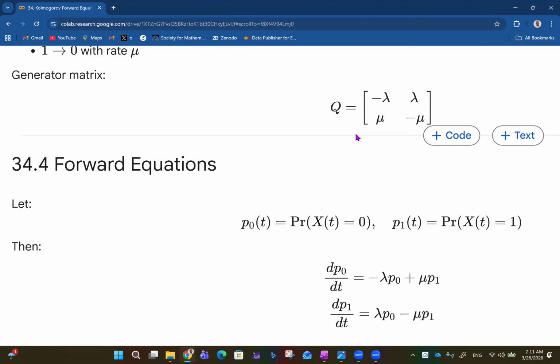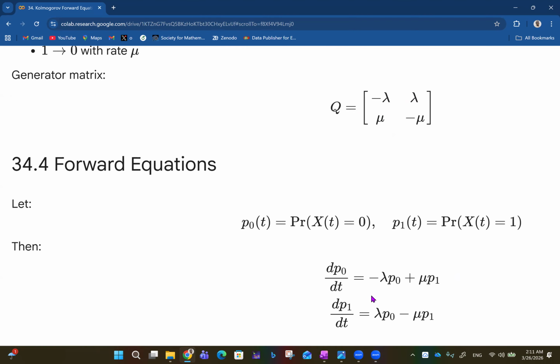X of t is 0. So that will be mu, okay? From state 0 to state 0, this is it. From state 1 to 0. So, moving into and out of it. If you flow into state 0, to remain in state 0, you have minus lambda P naught. To get out of state 0, that's from 1 to 0 now. From 0 to 0 and from 1 to 0, that's mu P1, right?